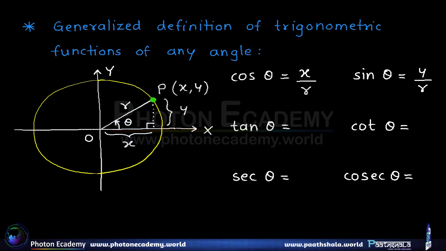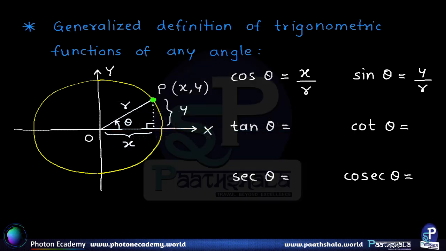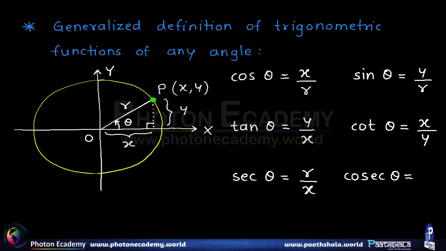Now moving on, tan theta is defined as the y coordinate upon x coordinate. Cot theta is the reciprocal, that is x coordinate upon y coordinate. Then sec theta is defined as the radius upon the x coordinate, whereas the cosec theta is radius upon the y coordinate.